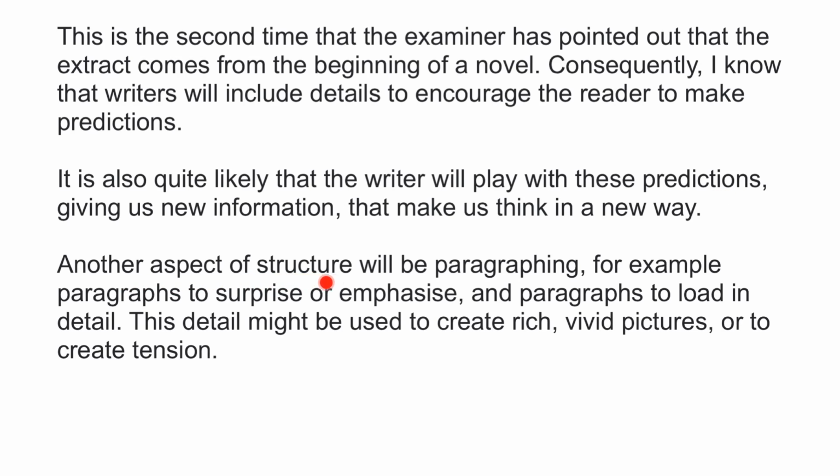Another aspect of structure will be paragraphing, for example, paragraphs to surprise or emphasize, and paragraphs to load in detail. And this detail might be used to create rich, vivid pictures or to create tension. Now I know these things before I even read the extract. Mentally I'm prepared for these things to come up.